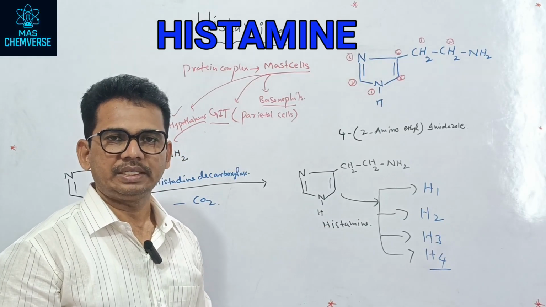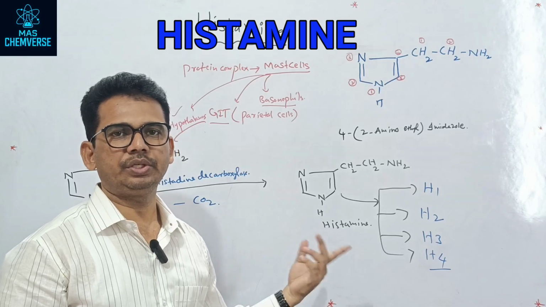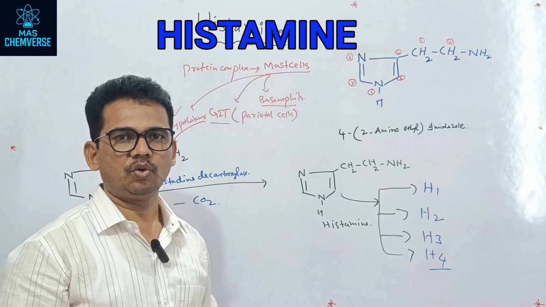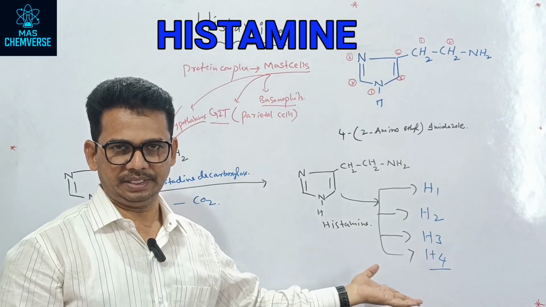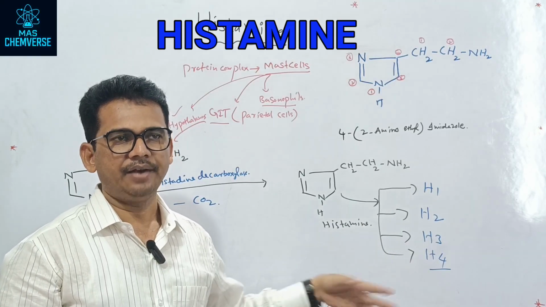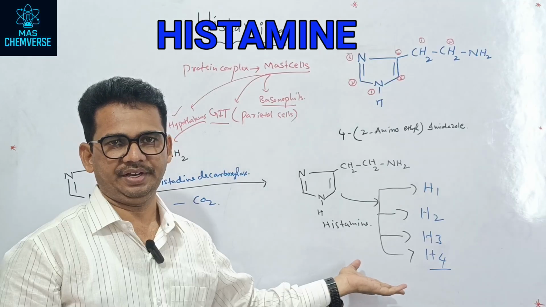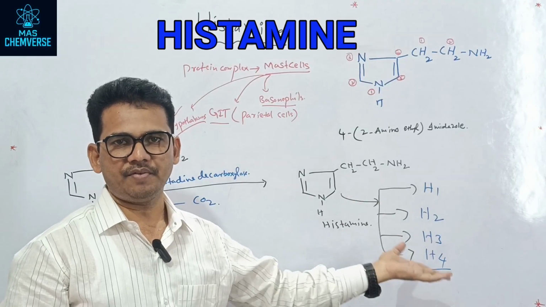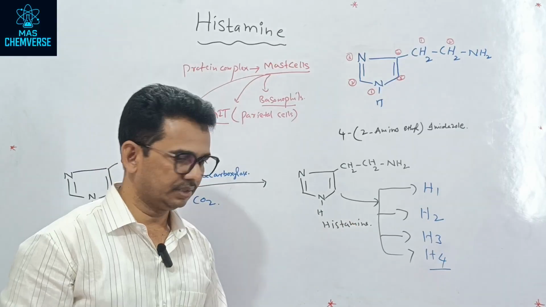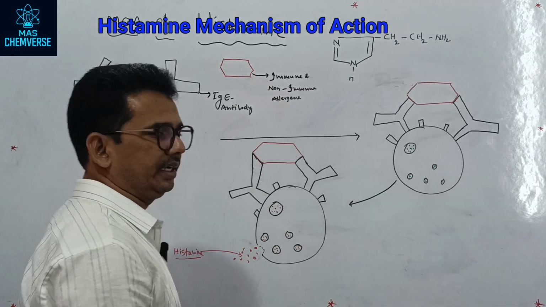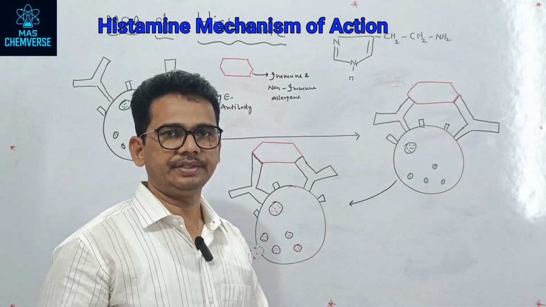Before discussing how to control, how to inhibit histamine, we will go through its mechanism of action: how histamine is released, where it is located, and what type of action it produces. First we study that. Now this is the mechanism of action of histamine.